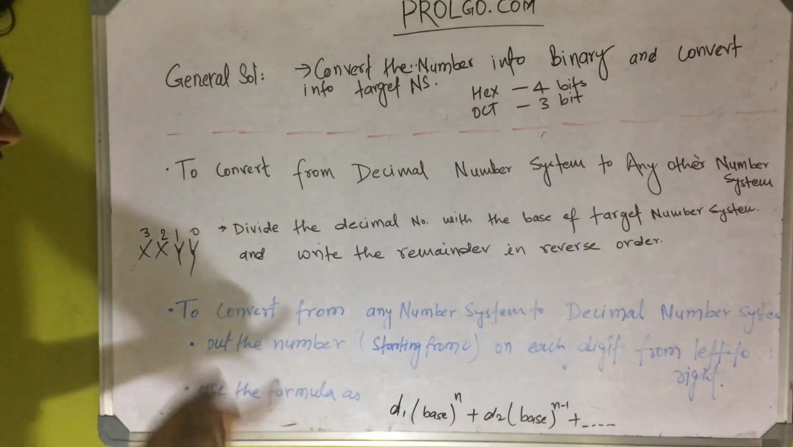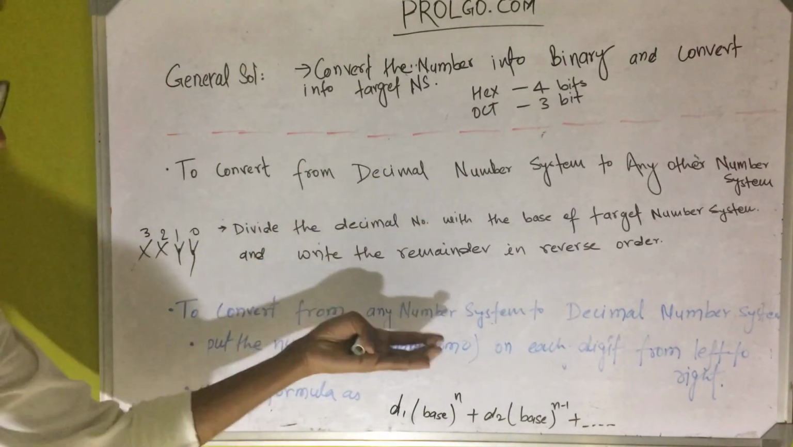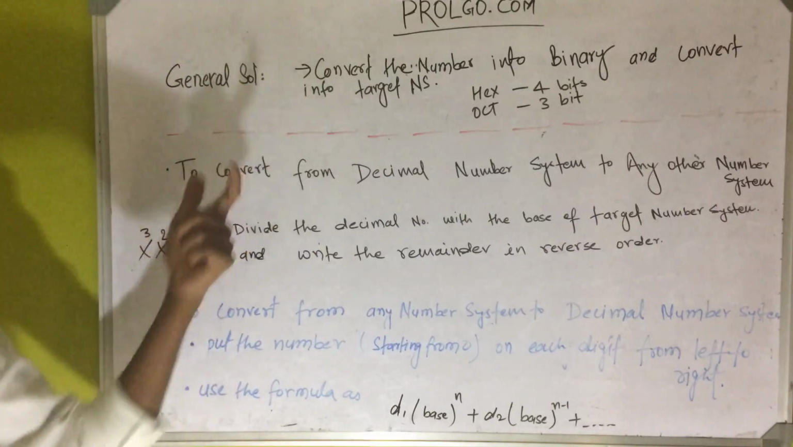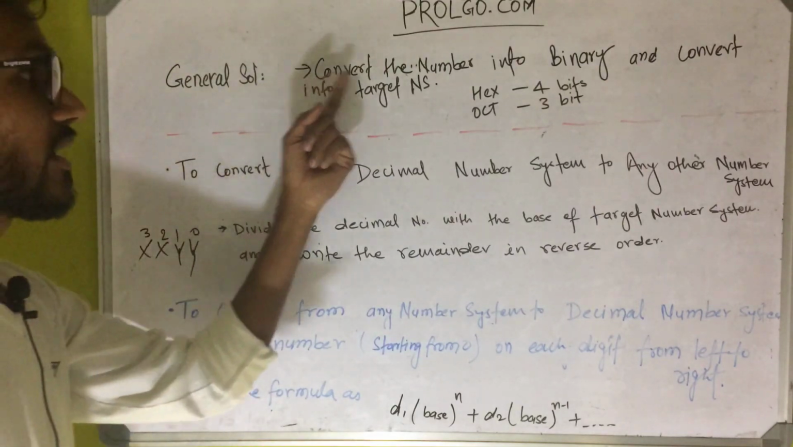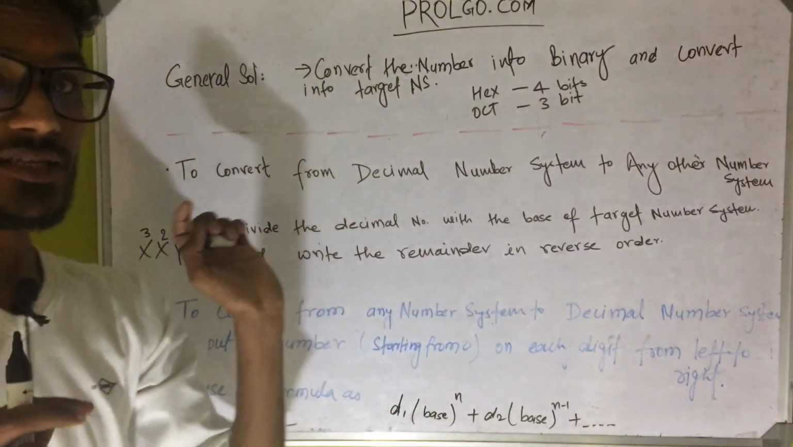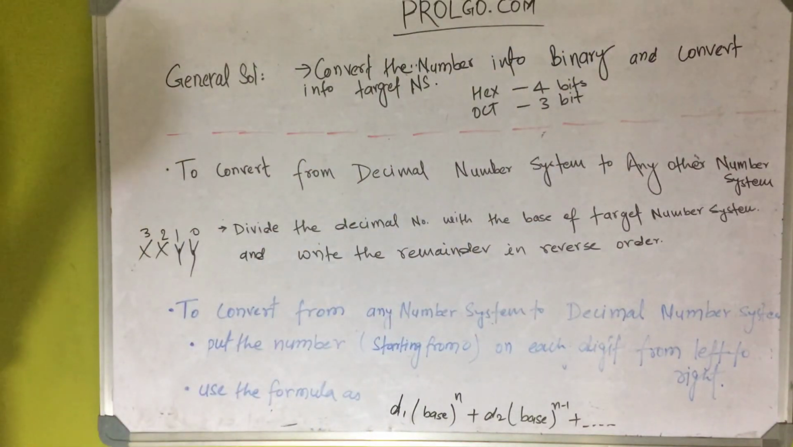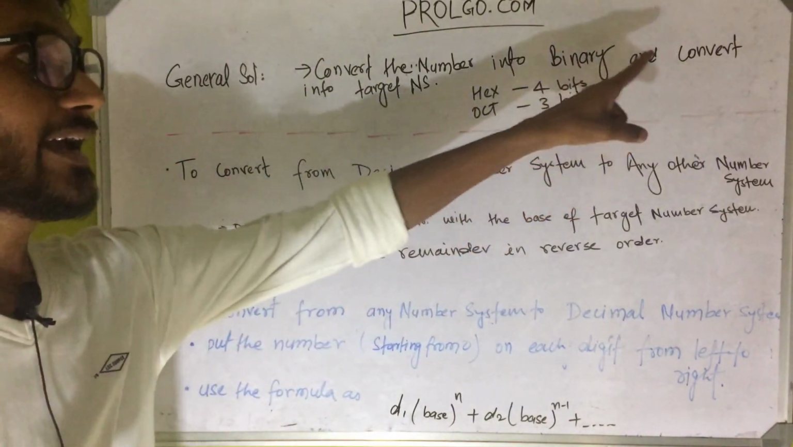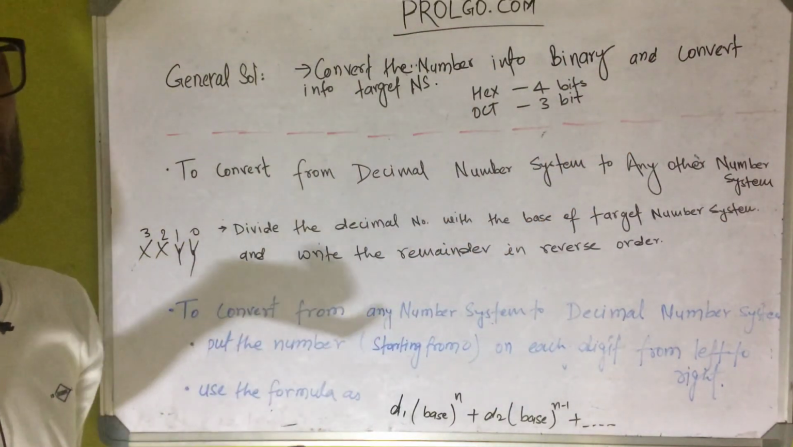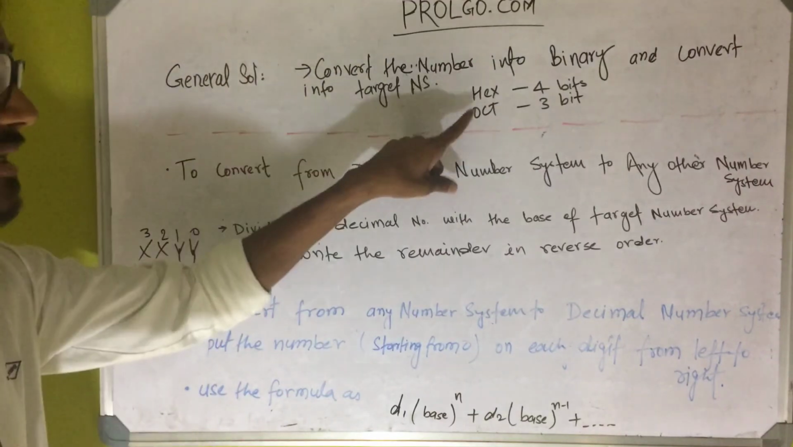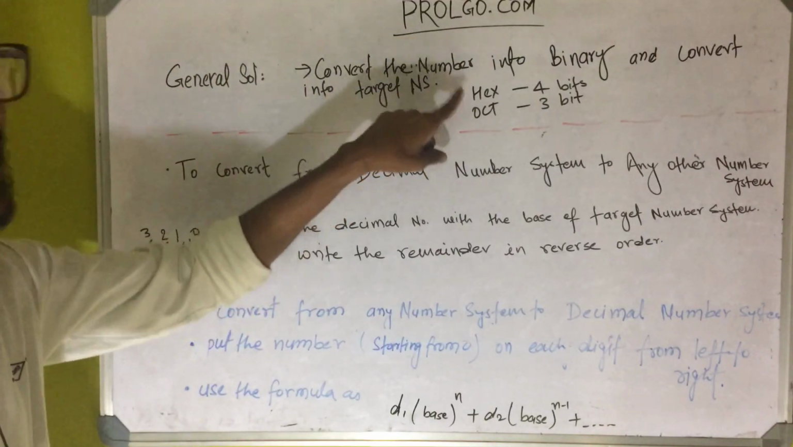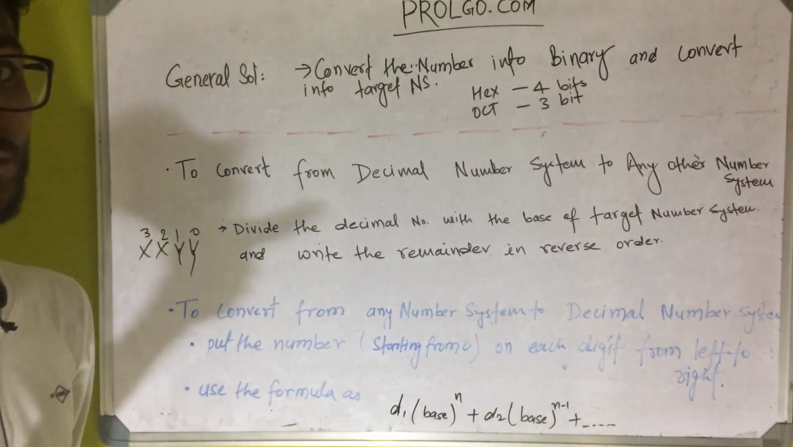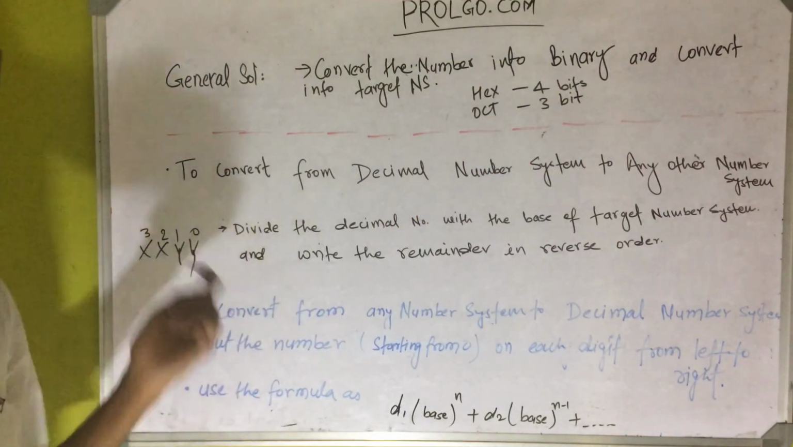Even if you are not able to remember any of these steps, you just have to apply this general solution which I do. Convert the number into binary. You know very well how to convert any decimal number into binary. So convert that number into binary and then convert into the target number system. And one most important thing you have to remember: in hexadecimal you have to use 4 bits, and for octal you have to use 3 bits. So that's all about number systems.